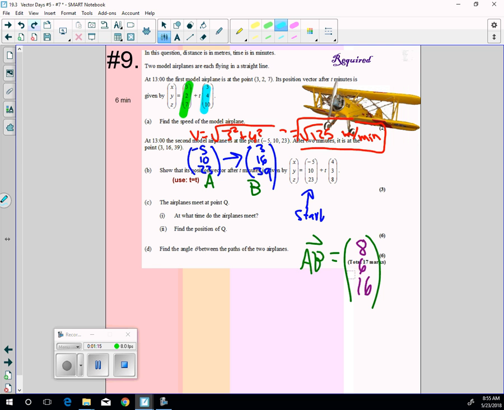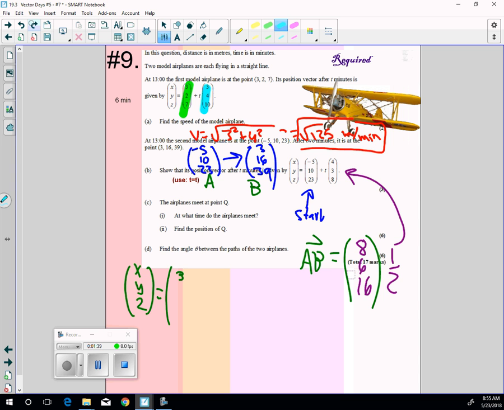Now it looks a little off because (4, 3, 8) is supposed to be my direction vector, but (8, 6, 16) is in 2 minutes. So if you divide by 2, you're going to get (4, 3, 8). And that starting position (-5, 10, 23) with the direction vector (4, 3, 8) is that second model airplane's direction.